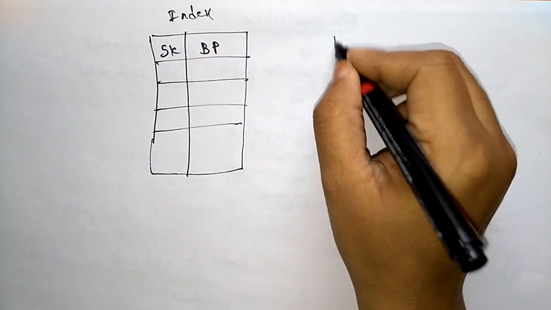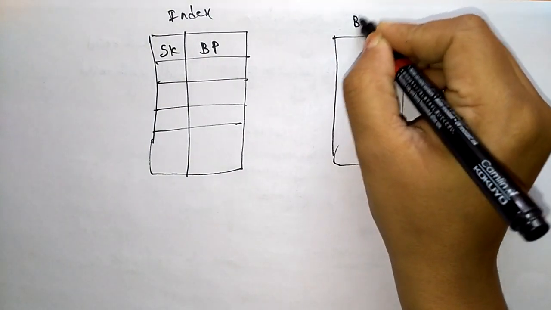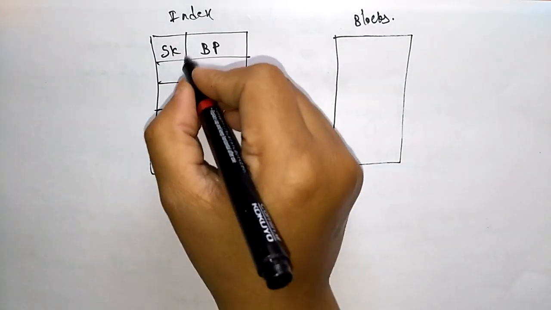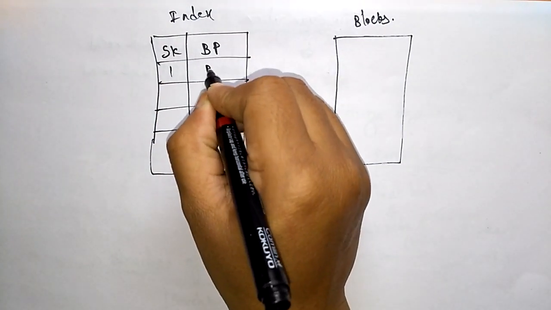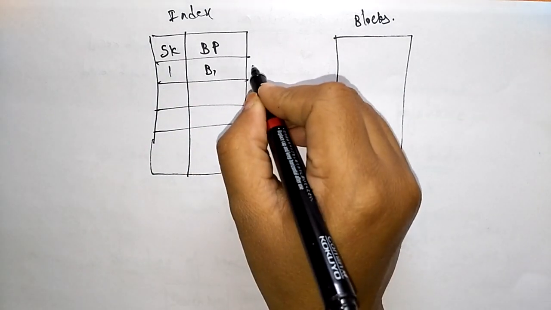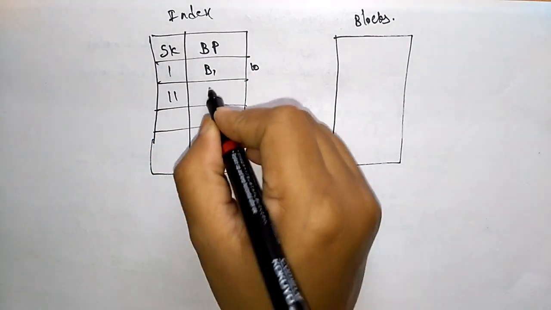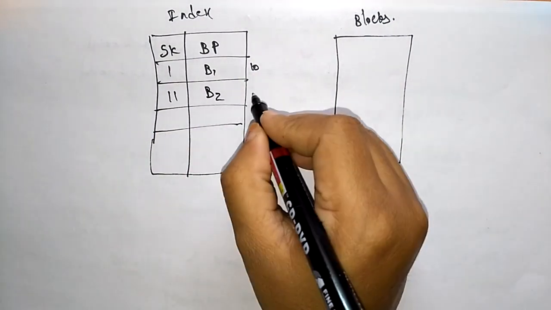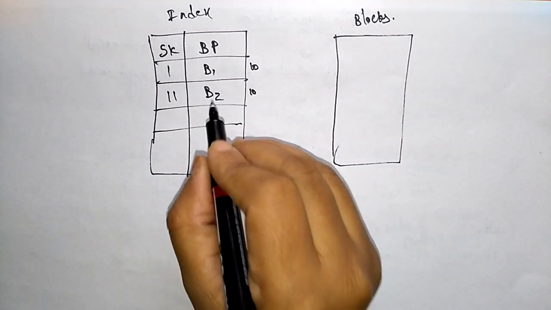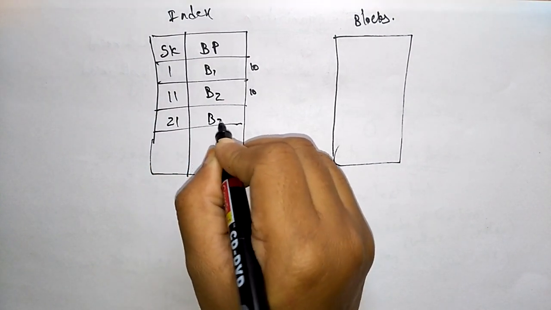Okay, and here blocks will be there. Suppose search key 1 may be in the first block pointer. So 1 to 10 is present in block pointer 1. And suppose search key 11 is block pointer 2, meaning another 10 records will be present in block 2. From 21, block 3.